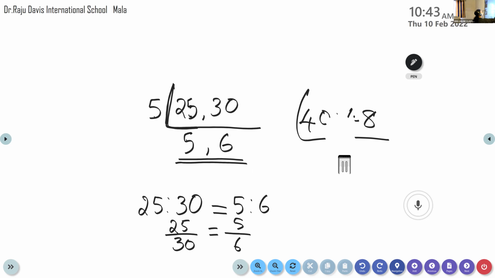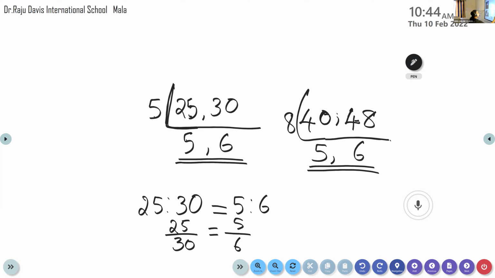40:48. I'm going to divide 40:48. With which number can I divide? 8. Are you sure? Yes, ma'am. So, Shahad, tell me, 40 divided by 8, how many times 8 can be? 5. 5 8s are 40. Then 48 divided by 8, how many times? That is 6. So this is the final answer here.